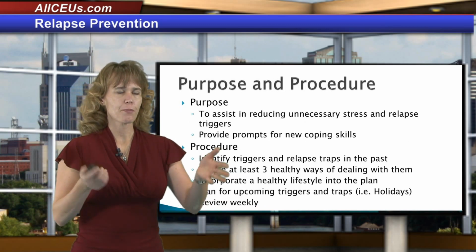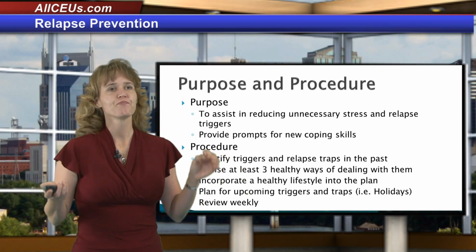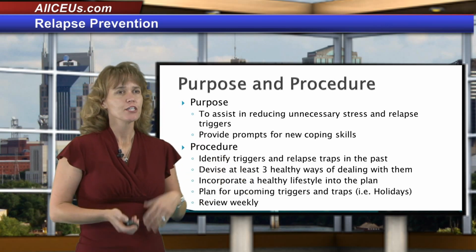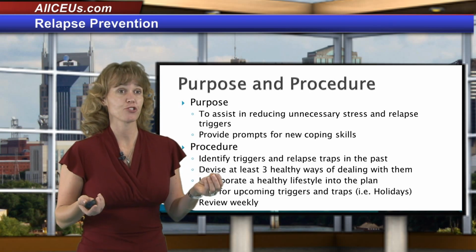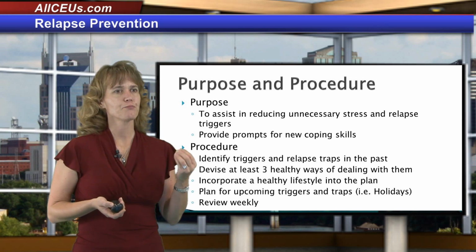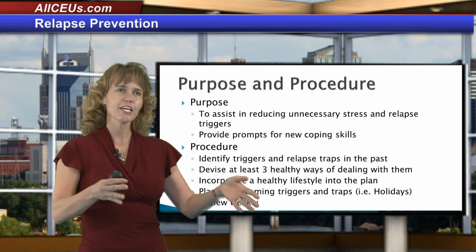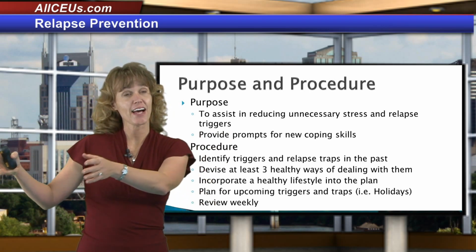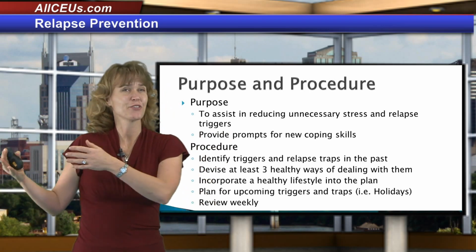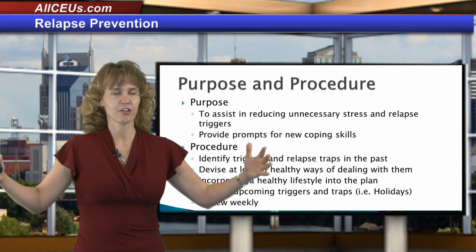So, the purpose of a relapse prevention plan, and the procedure for writing one. The purpose is to assist in reducing unnecessary stress and relapse triggers, and provide prompts for new coping skills. If you think about what barriers or stumbling blocks might be in your path before you get there, then you can plan for them. It's a lot easier. Then you have an arsenal.